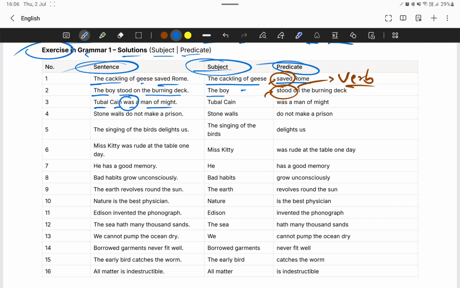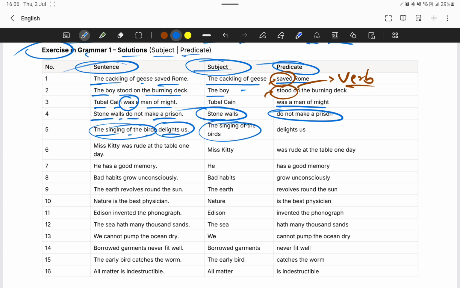Next, Tubal Cain was a man of might. Here is the verb, we have was. So Tubal Cain would be subject and was a man of might would be predicate. Stone walls do not make a prison. Stone walls subject, do not make a prison predicate. The singing of the birds delights us. Singing of the birds subject, delights is a verb, so delights us predicate.